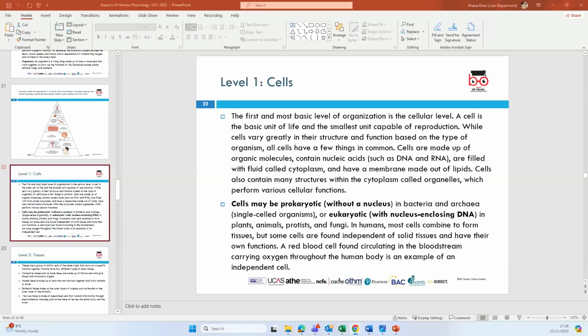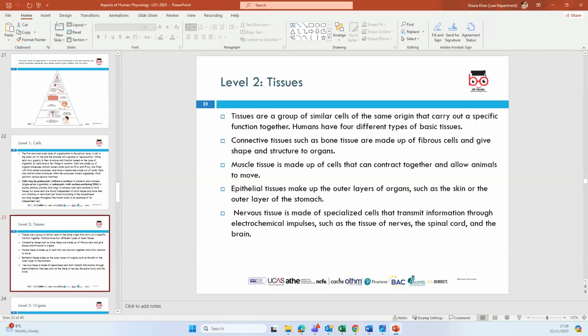Then we have level 2, which includes tissues. So what do you think tissues are? I mean, we're talking of a number of similar cells coming together, performing a function. So you have different tissues and they work together to perform specific functions.